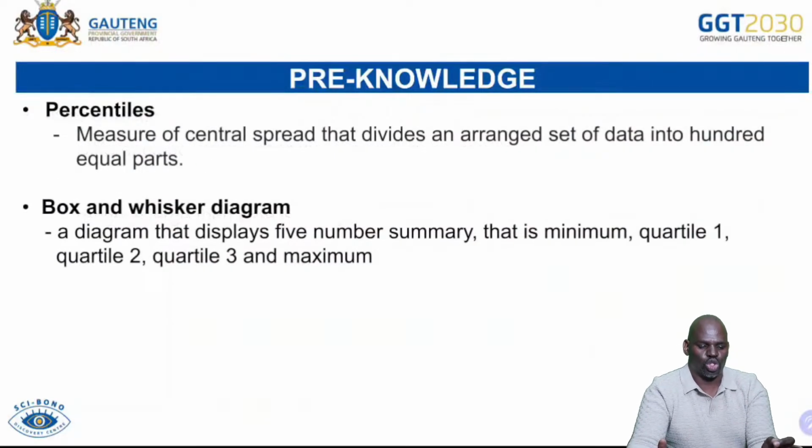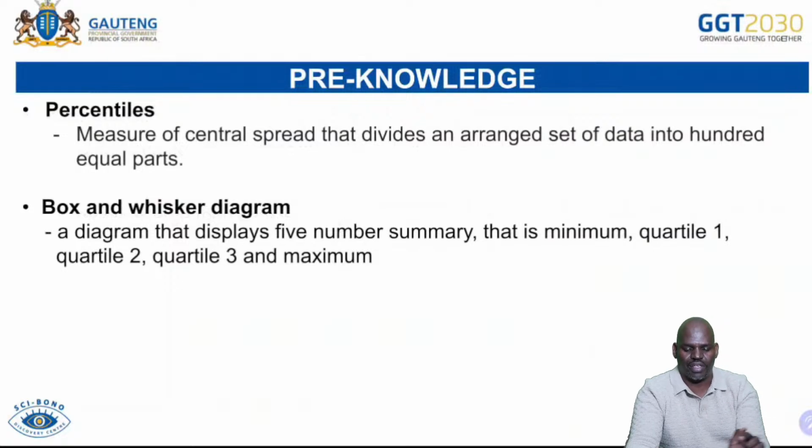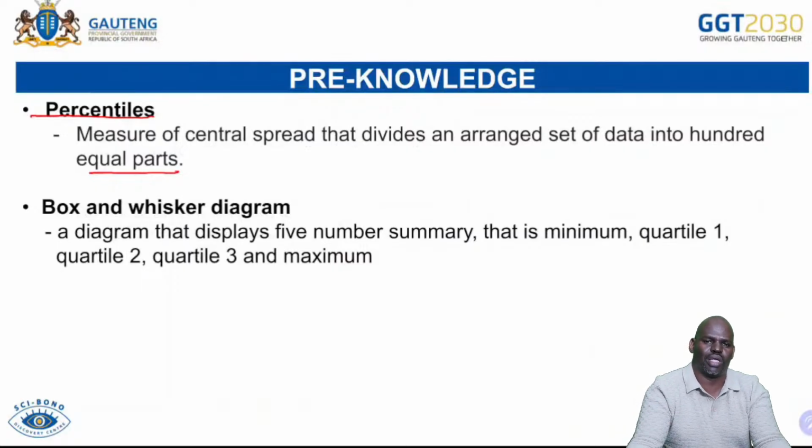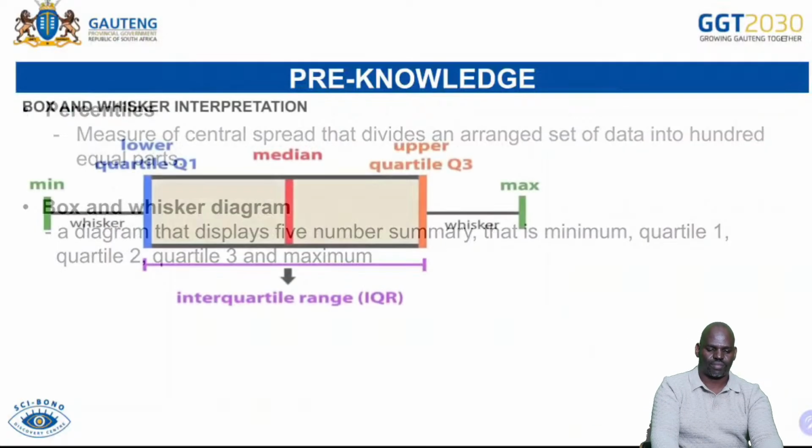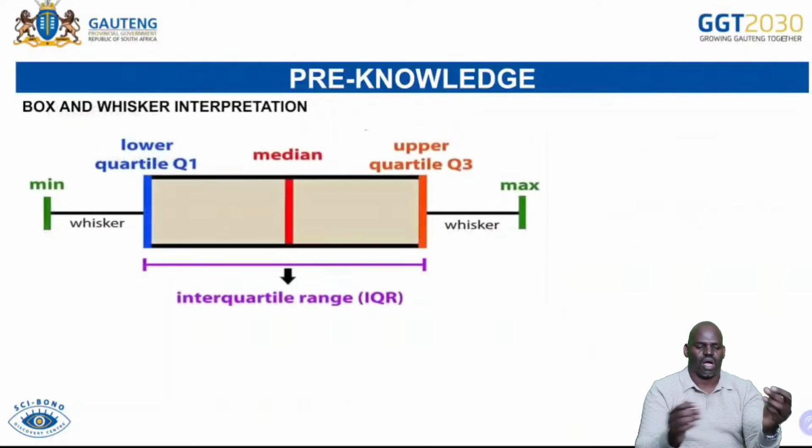Okay, then we also spoke about measures of central spread that divides an arranged set of data into 100 equal parts. There we are referring to percentiles. And then box and whisker, it's a diagram that displays a 5 number summary, that is minimum, quartile 1, quartile 2, quartile 3, and maximum, because it is also possible that the examiner might ask you to explain. And then, of course, box and whisker interpretation.